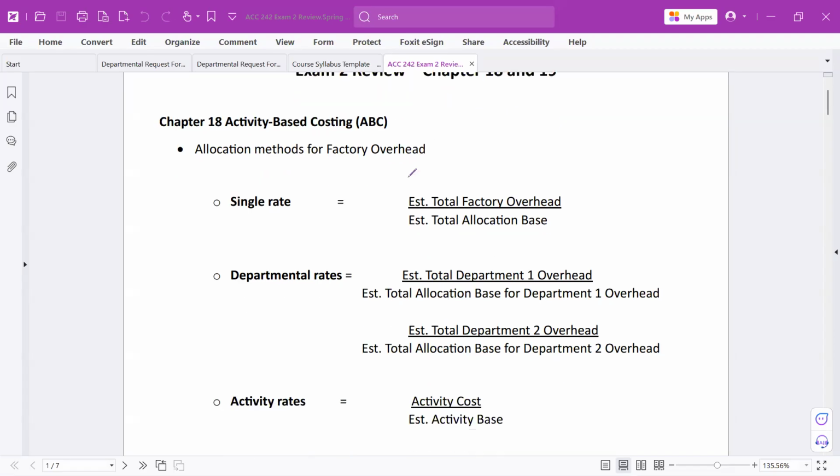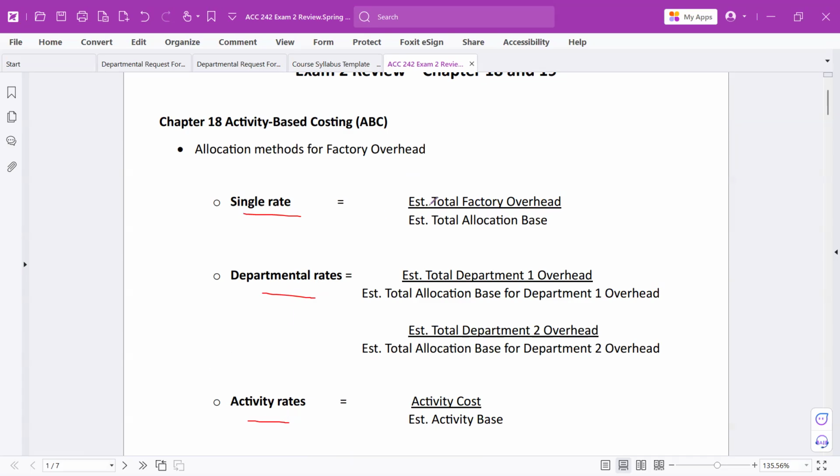So, chapter 18, we looked at determining the allocation of factory overhead. And we looked at using a single rate to assign the overhead, departmental rates to assign the overhead, and activity rates to assign the overhead. Essentially, they all kind of work the same way.